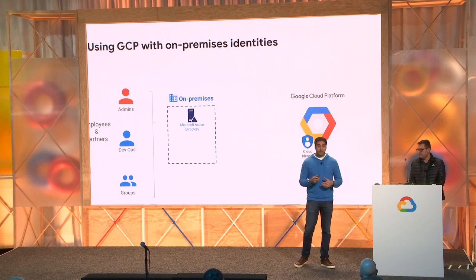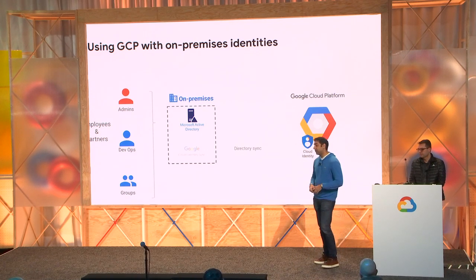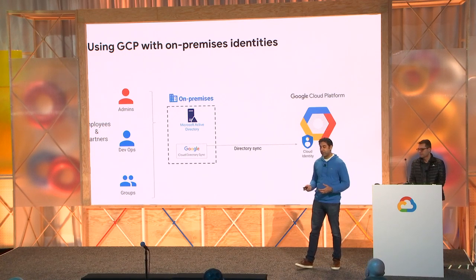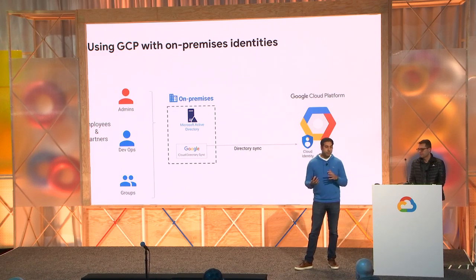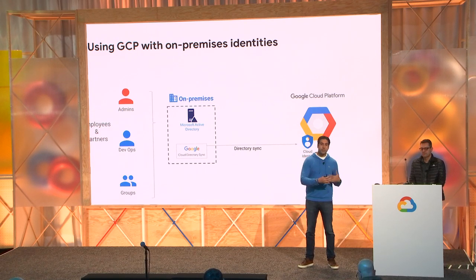If your identities reside on-prem, just like this example shows, you can synchronize them using a tool called Google Cloud Directory Synchronization, or GCDS for short. This tool allows you to select the specific users using an LDAP filter to select which set of users you want to bring in, or select the set of OUs that you have in order to pull those identities in.